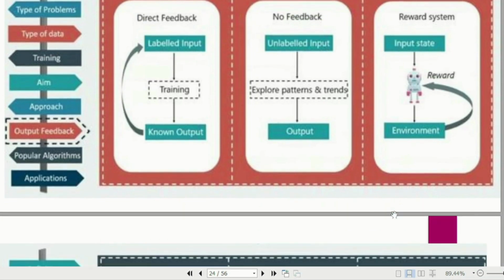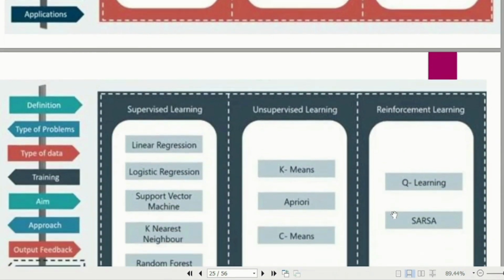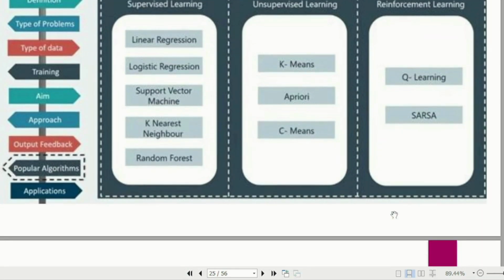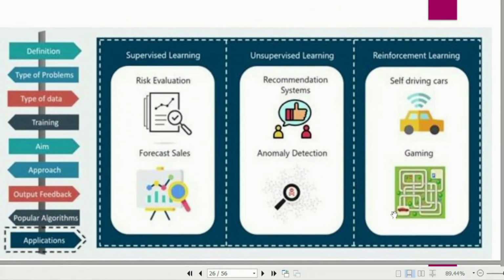Moving forward to the approaches of the popular algorithms. The popular algorithms used for supervised learning are here: linear regression, logistic regression, SVM (support vector machine), k-nearest neighbor, random forest. Then here comes the unsupervised learning: K-means, Apriori, C-means come in the unsupervised learning. Reinforcement learning algorithms are Q-learning and so on. Here are some applications used for these three learning methods.